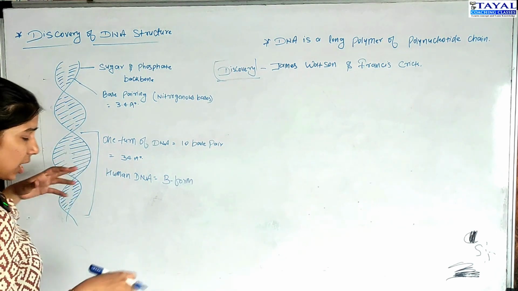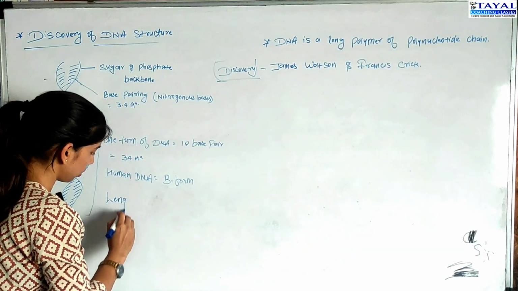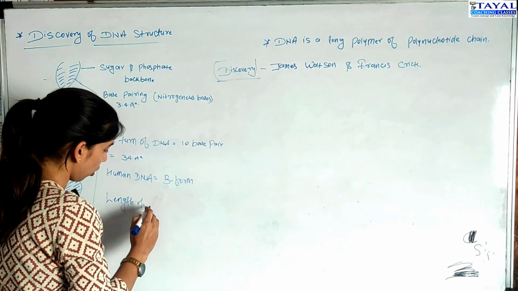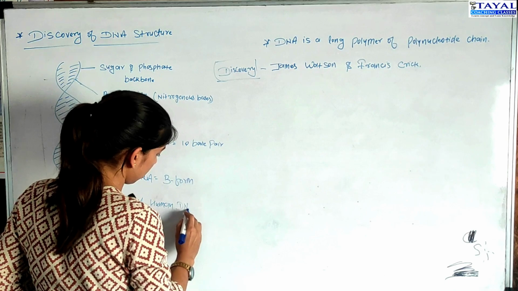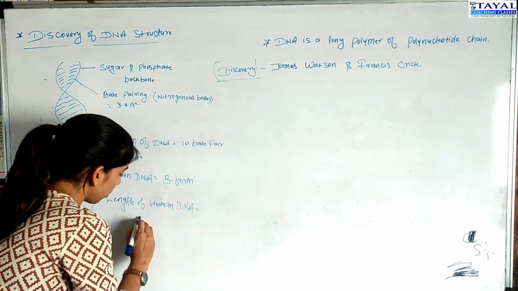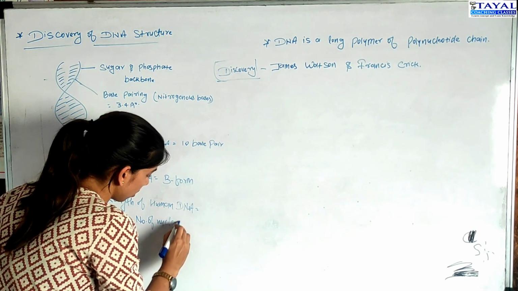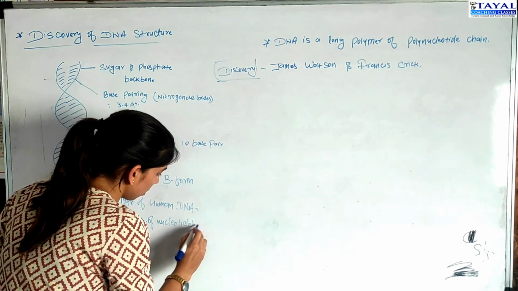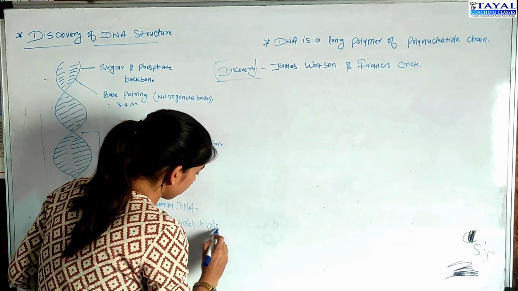Now, can we calculate the length of a human DNA? See how this is calculated. Length of human DNA is the number of nucleotides into the distance between them.